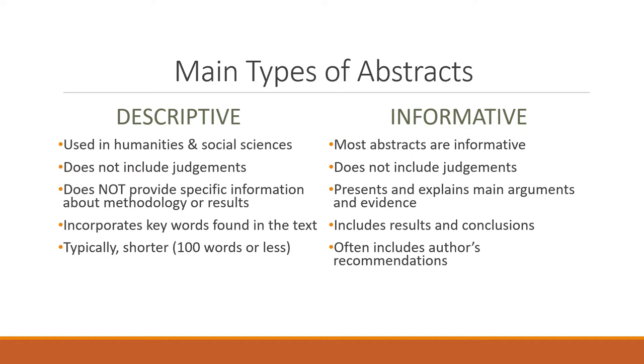Most abstracts are informative. Much like the descriptive abstract, they don't evaluate the research. However, it does more than just describing it. The author usually presents and explains the main arguments, important results, and evidence. An informative abstract includes the results and the conclusions of the research, and often the author's recommendations.